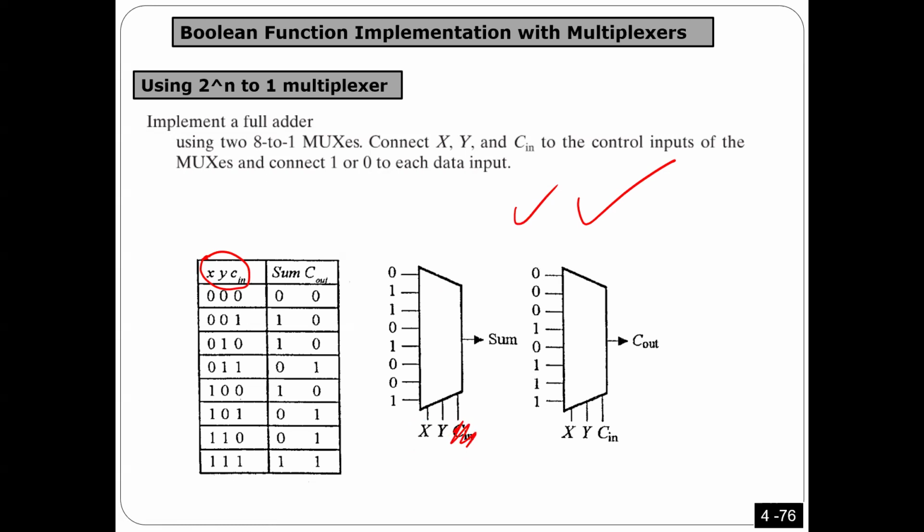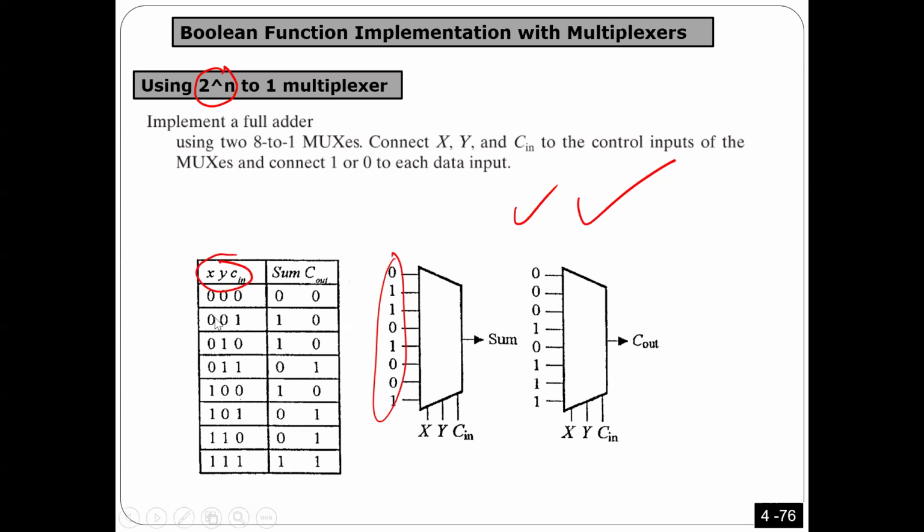Okay. So I can implement. Here I implement this function with a big multiplexer. I will show right now how I can implement this function using a smaller multiplexer. A bigger one here means I do it using 2 to the power of n inputs, where n is the number of inputs we have in the function.